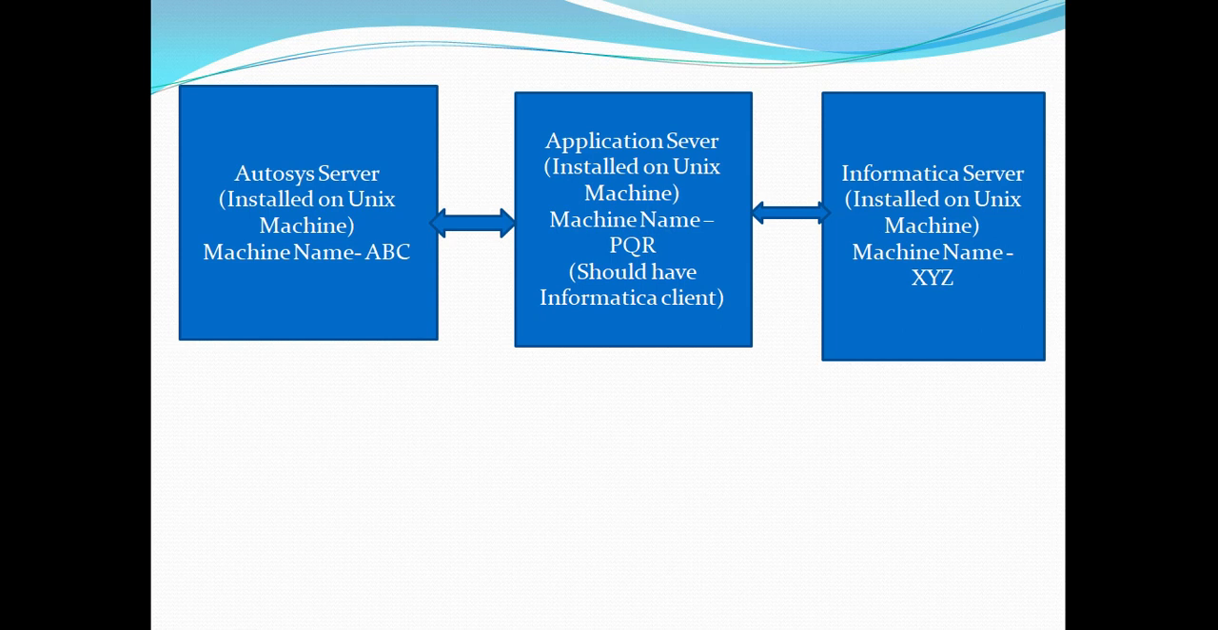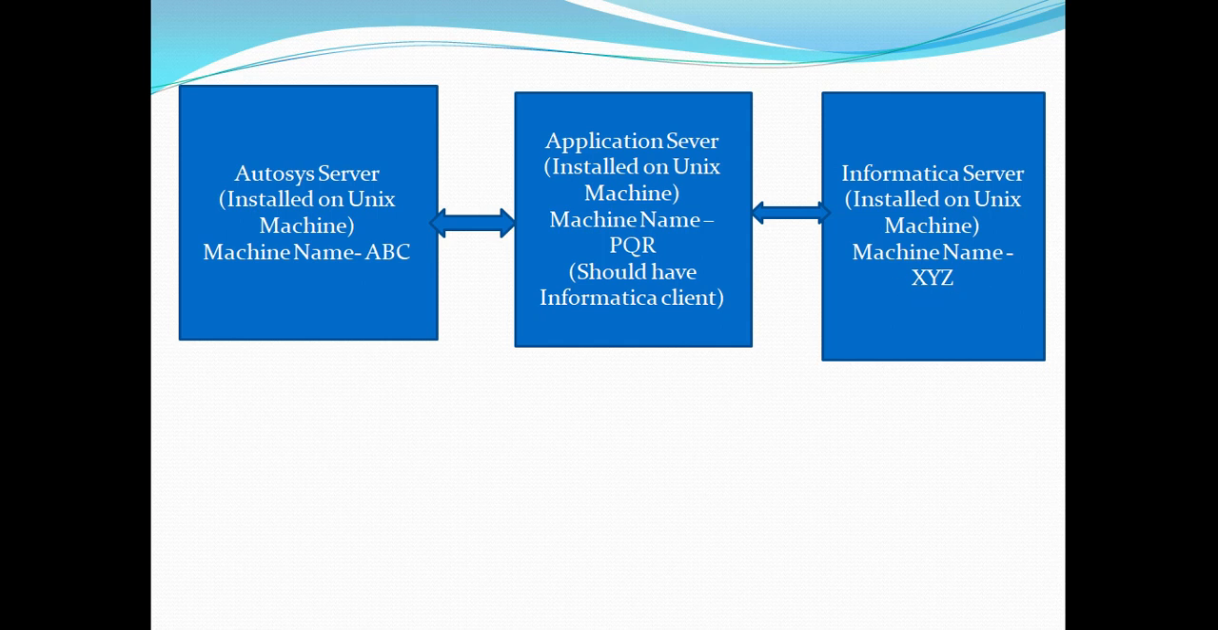Let's understand this again in detail. So I have 3 laptops. One laptop with the machine name ABC. I have installed Autosys server on this particular laptop. Then I have another laptop PQR. Here I am storing all my shell scripts that I am going to use in my project. And then I have another laptop XYZ where I have configured Informatica servers.